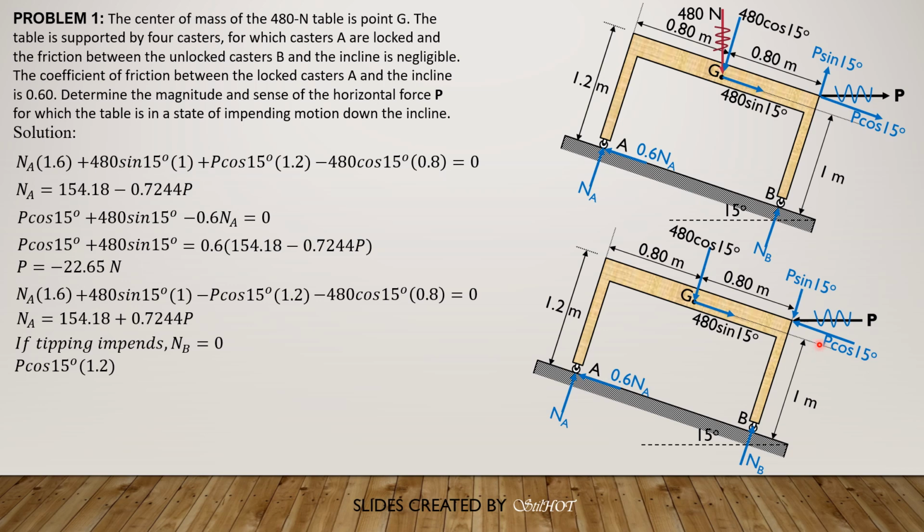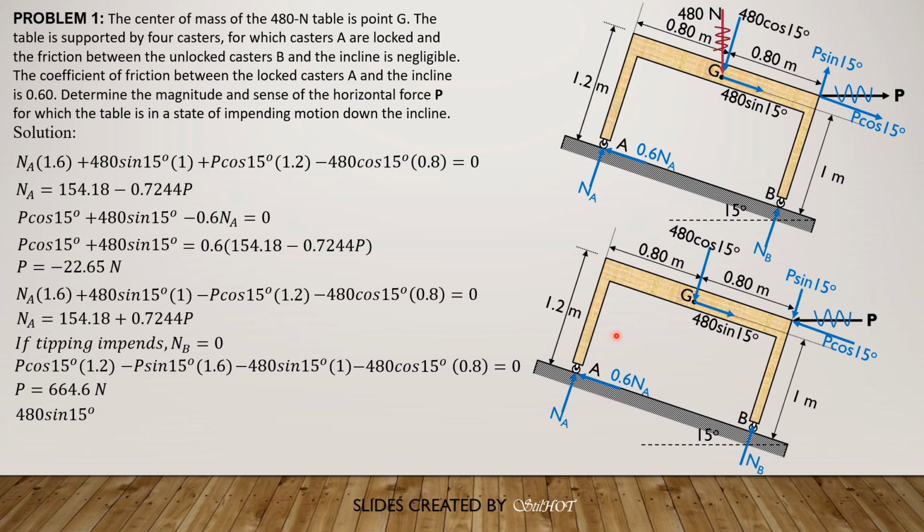So P cosine 15 counterclockwise positive times 1.2. Then minus P sine 15 times 1.6. Then minus 480 sine 15 times 1. That's clockwise. Minus 480 cosine 15 times 0.8. That one equals 0. So solving for P, P is 664.6 newtons, which is relatively high.